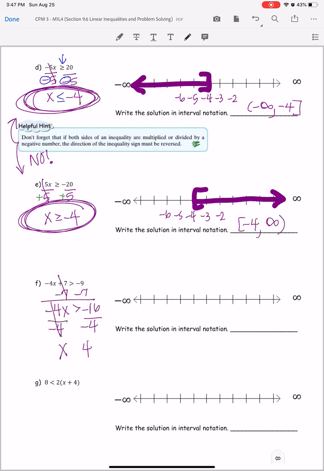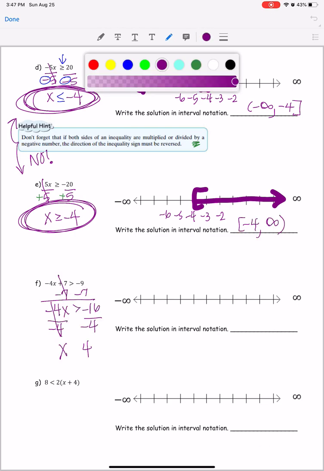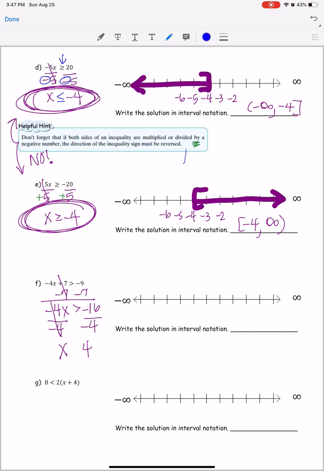Do I need to switch the sign? Is this like D or is this like E? This is going to be like D. We need to switch this. Because we are dividing by a negative number, we need to flip this symbol here. So instead of it being greater than, now it is less than. So my final answer is x is less than 4.